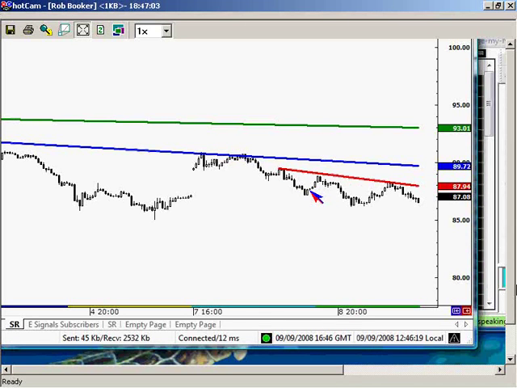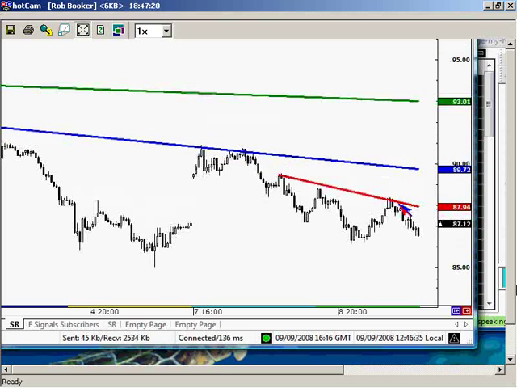And that's it. If this pair closes, and it's going down, it may go down even more. If it closes above this trend line, which right now is at 87.94, so if it goes above 87, maybe to 88, I'm looking that I might go in on a buy on this trade.